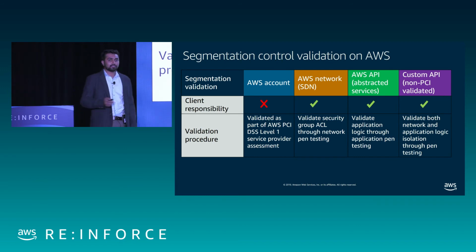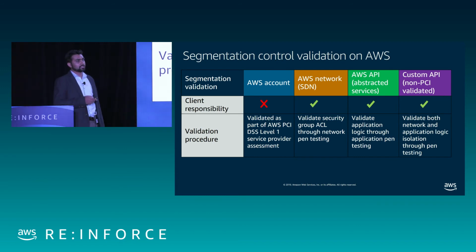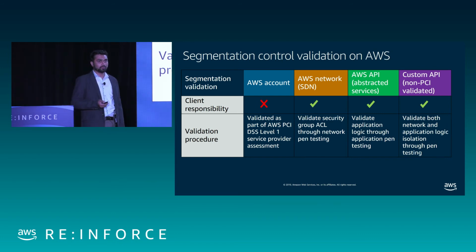So for different layers, this is how it looks. For the AWS account layer, as it is isolation by design, there's no client responsibility. You don't have to perform any validation. It is validated as part of the AWS PCI DSS Level 1 assessment. For the second layer, the AWS network layer, which is the software-defined networking using your VPCs, you need to validate the security groups through network penetration testing. You need to ensure that if you have two instances running with security groups attached to them, you cannot ping from one instance to another.